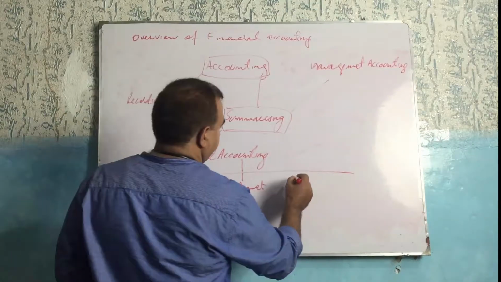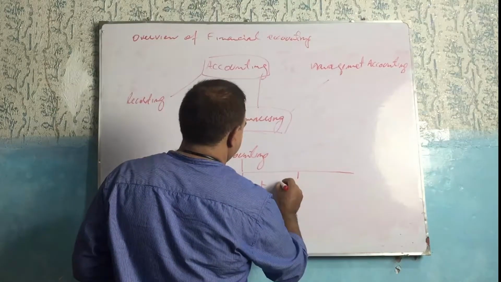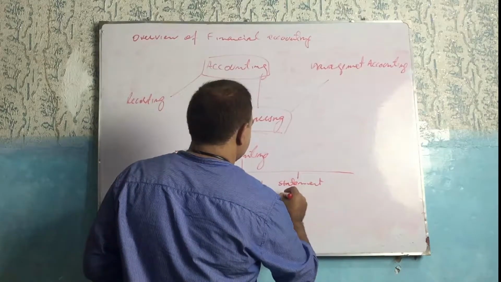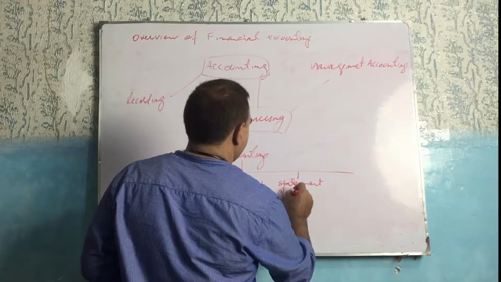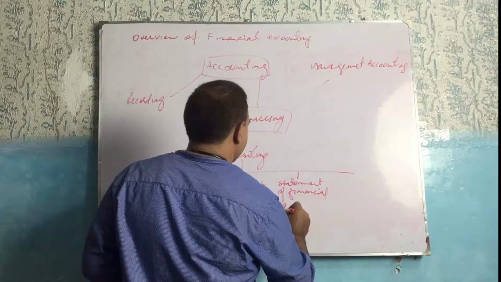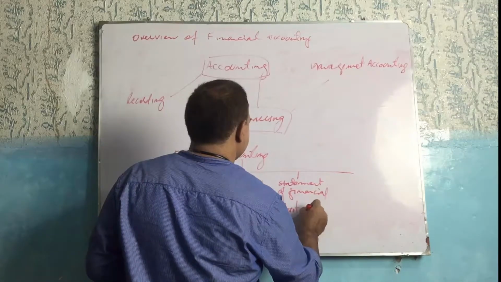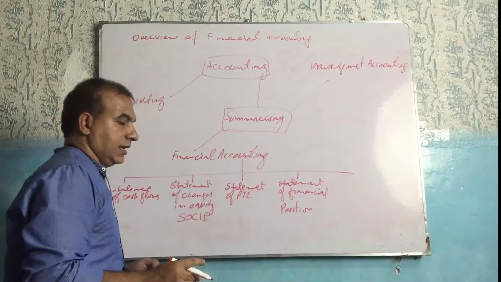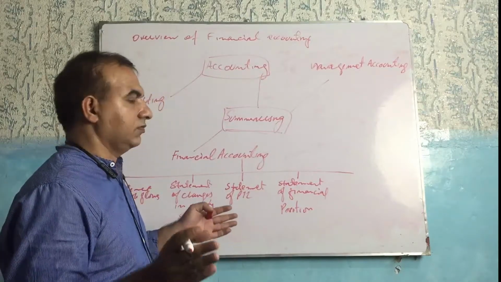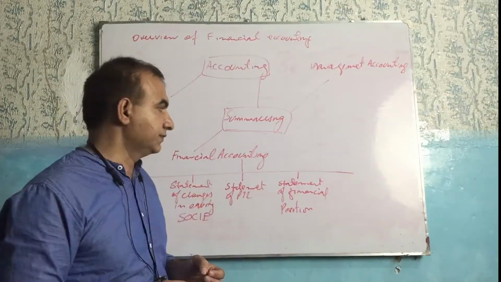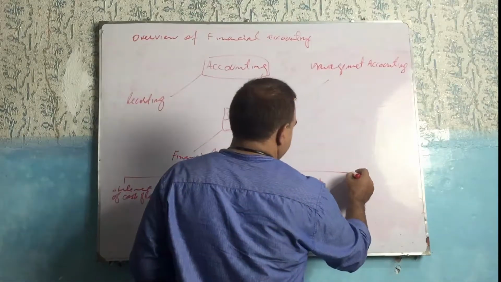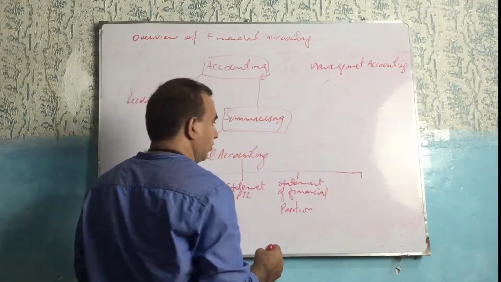And then we have a statement of financial position. At a certain point in time, what is the status of the business? How big are the assets and liabilities it is carrying? This statement will show all that.